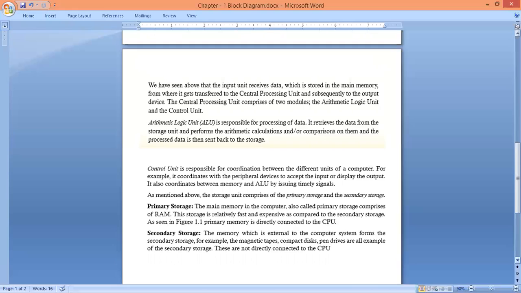Now, if we talk about the memory, as I have already told you, there are two types of memory. First is primary memory and second is secondary memory. Primary memory is also called main memory. It is RAM, that is random access memory. It is a volatile memory. It works with electricity. And secondary memory is a permanent memory. The memory which is external to the computer system forms the secondary storage. For example, magnetic tapes, compact discs, and pen drives are all examples of secondary storage.